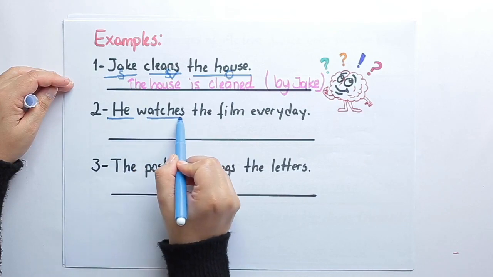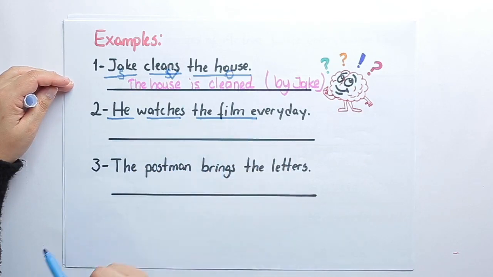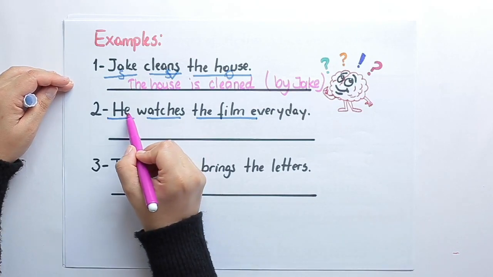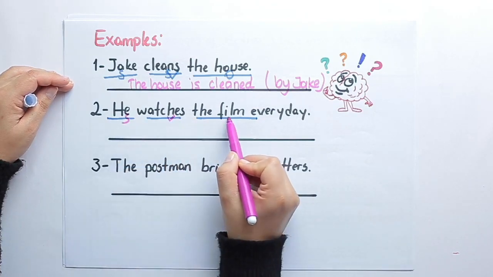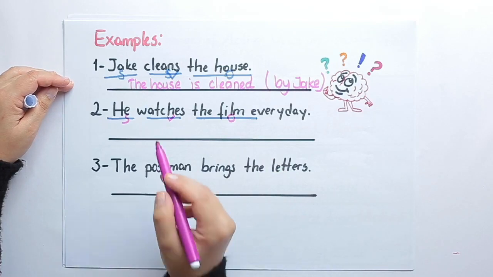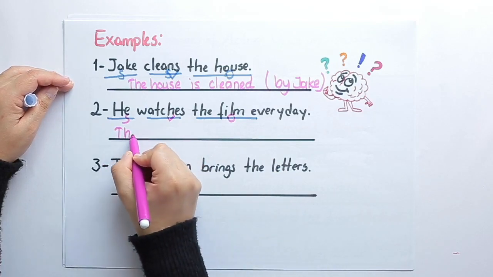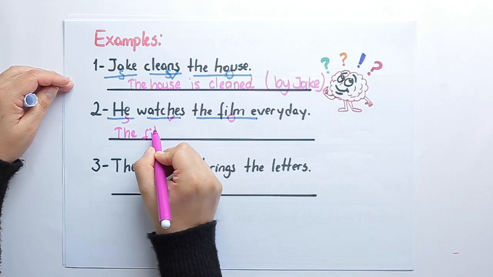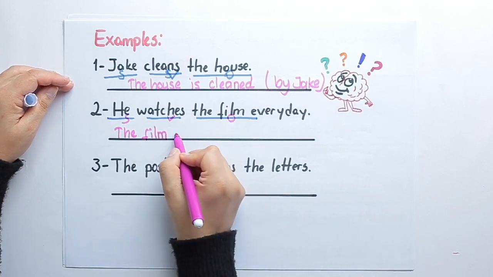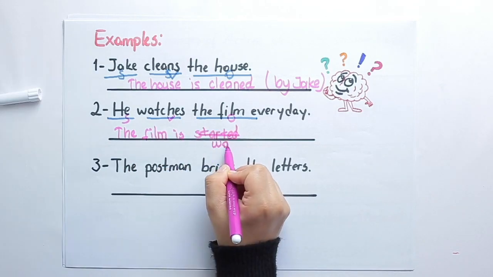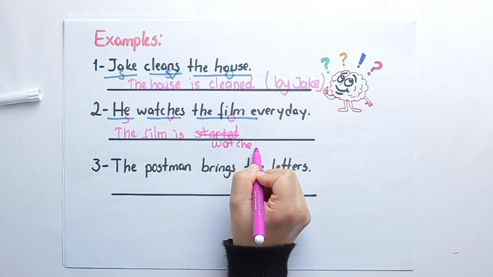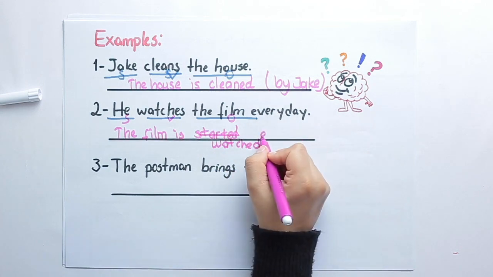He watched the film every day. Subject, verb, object. The film is every day.